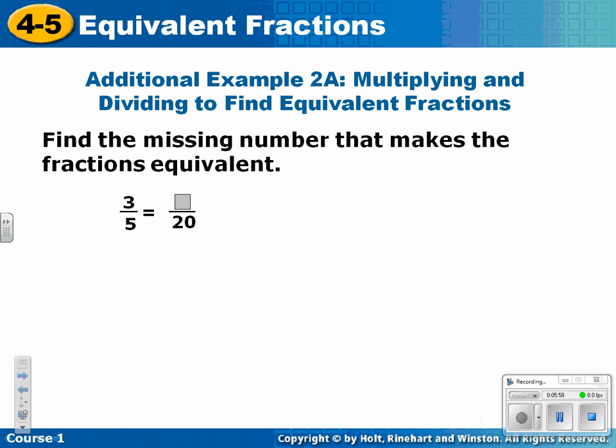You're also going to have problems that look like this. Find the missing number that makes the fractions equivalent. What do we got here? We have to find an equivalent fraction. 12. How do you know it's 12? Because 5 times 4 equals 20, and whatever you do to the top, you do to the bottom. So 5 times 4 is 20, so we got to multiply this one by 4. So we end up with 12 up here.